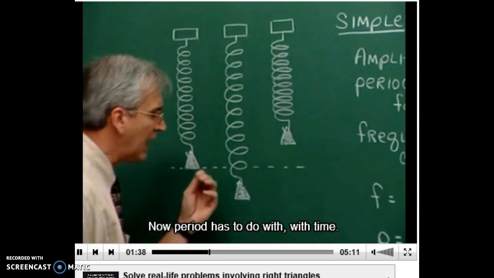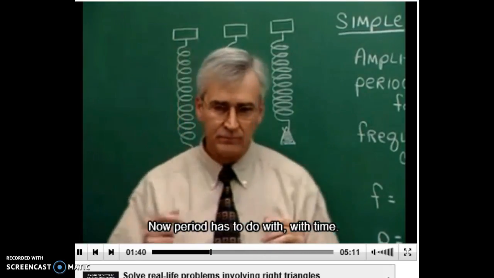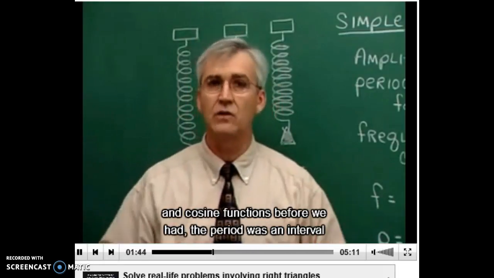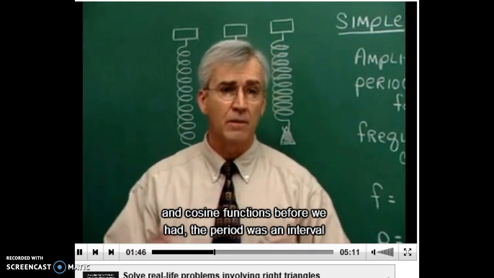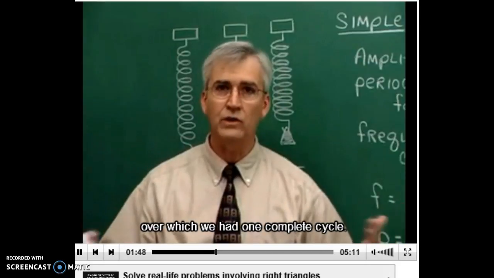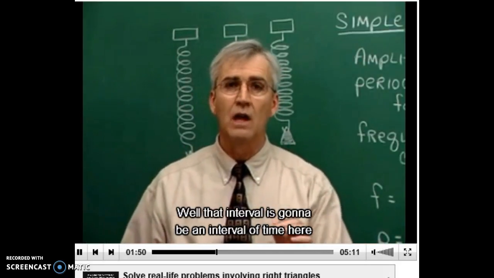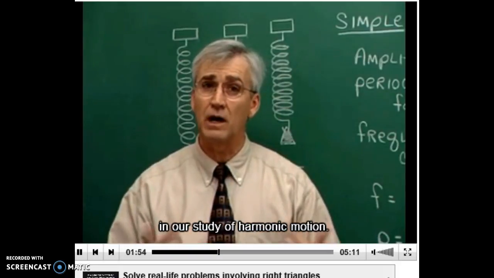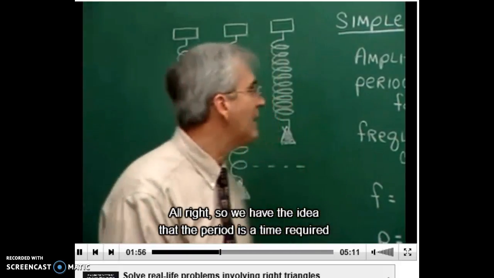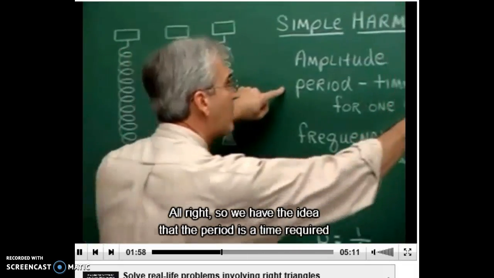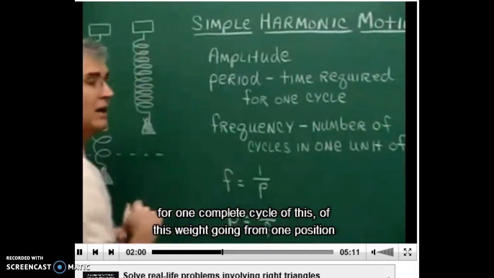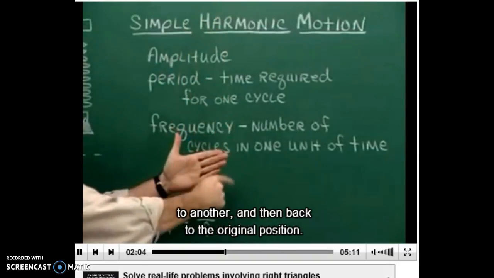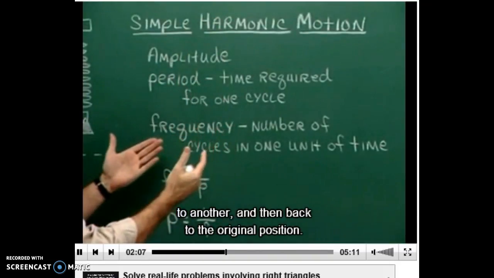Now, period has to do with time. When we talked about sine and cosine functions before, the period was an interval over which we had one complete cycle. Well, that interval is going to be an interval of time here in our study of harmonic motion. So the period is the time required for one complete cycle of this weight going from one position to another and then back to the original position.